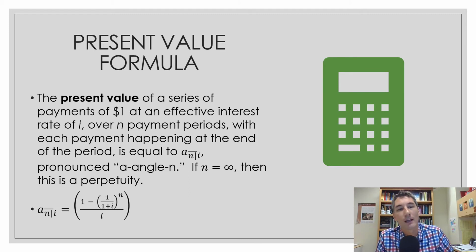And then you say, well, that's only $1. Well, if you wanted $20 payments, then you just take 20 times a angle n. So it's a really nice formula. It just works with a $1 amount, and then you can scale it however you want. So that's present value, a angle n. This is going to be a really important formula. We're going to keep using this for the rest of class. This is a really important idea: how much would you need to have now in order to guarantee these future payments? Okay, so it's the present value of future payments.